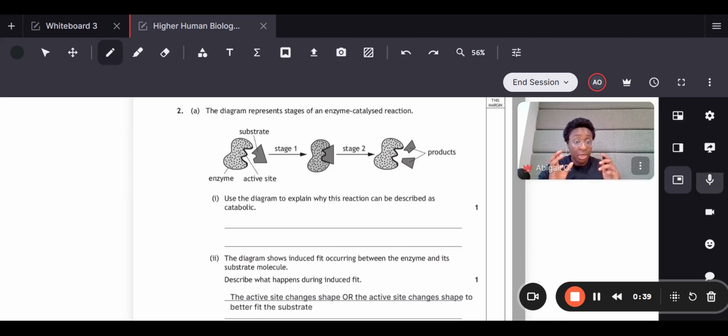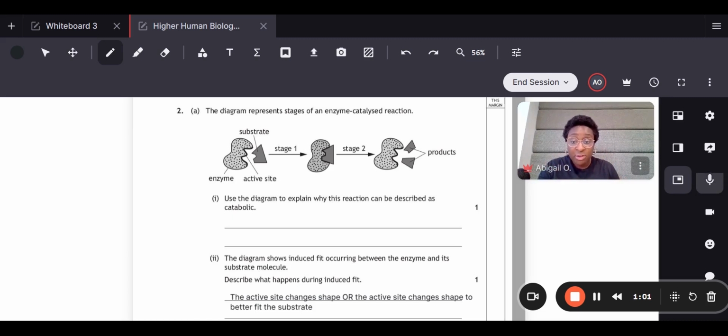So let's remind ourselves what the meaning of those words are. If something is catabolic, it means it's a breakdown reaction. If something is anabolic, it's a build-up reaction. I always remember that as, if you're taking anabolic steroids, you're getting massive, you're getting huge, you're trying to build up muscle. So anabolic is build up, which means catabolic has to be a breakdown reaction.